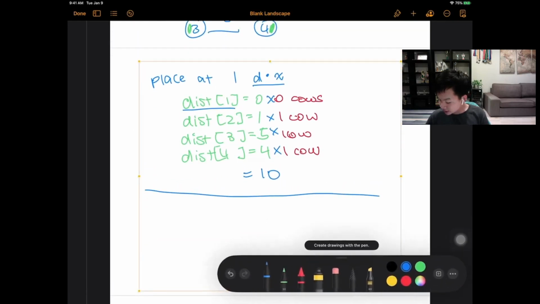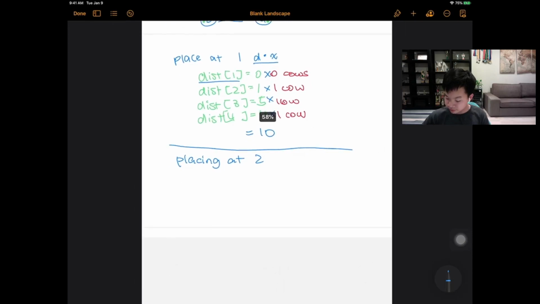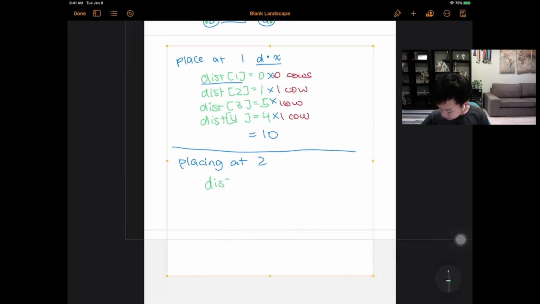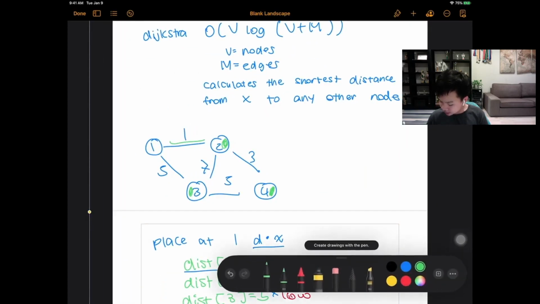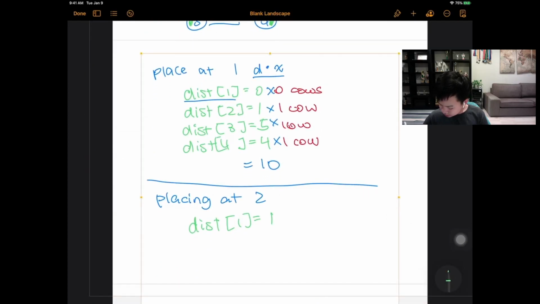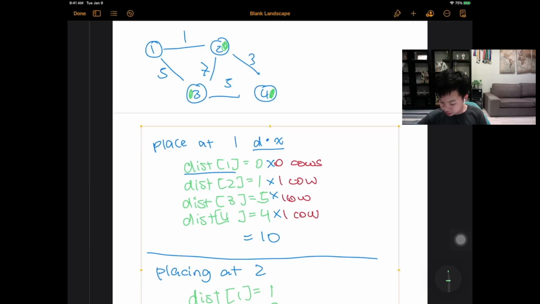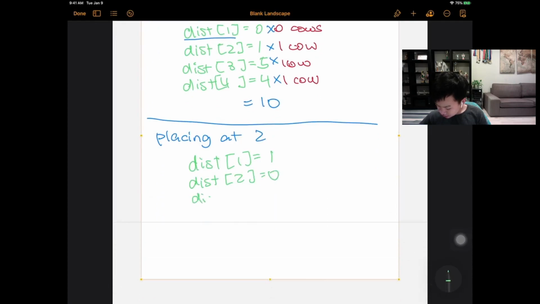So then what we're going to do next is try placing it at 2. Okay, so if we place it at 2, then our distance of 1 would be equal to, let's look up here, you could take this path, so this would be 1. Distance of 2 would be equal to 0, since you can just stay at your position. Distance of 3 would be equal to a total of 6. And notice that you wouldn't take the 7 since it would be longer. Right, whoops, so this would be 0. Distance of 3 equals 6.